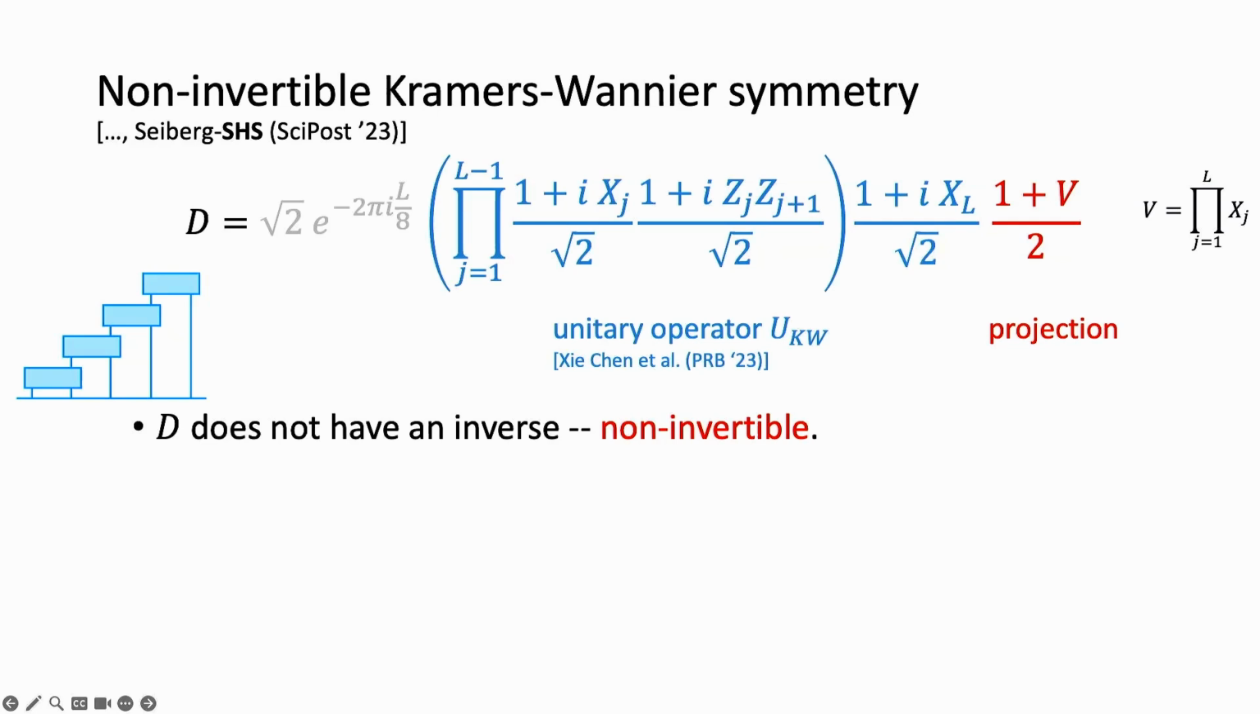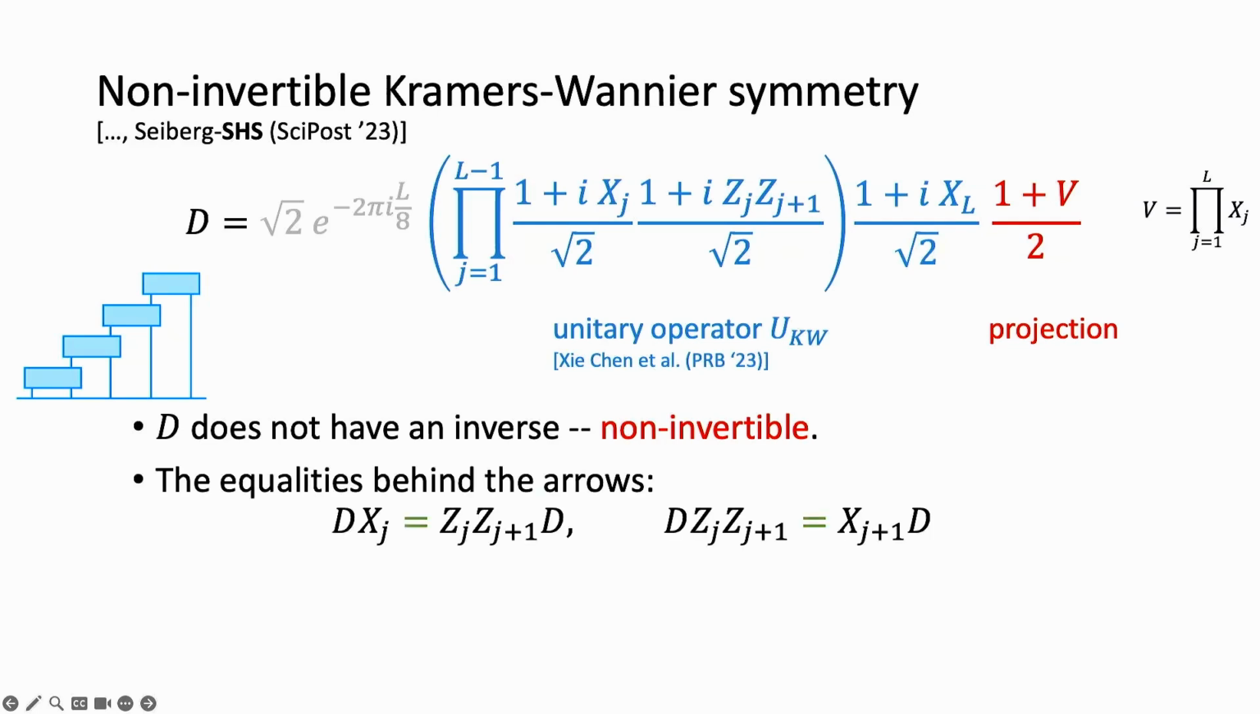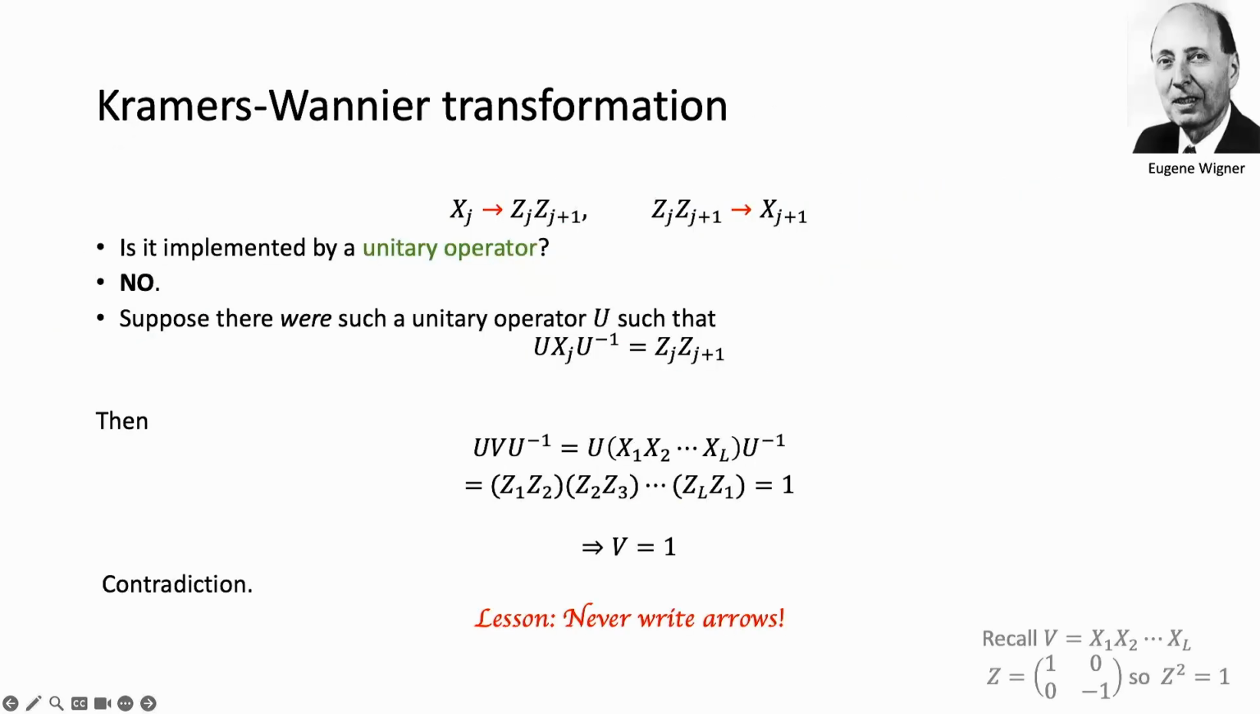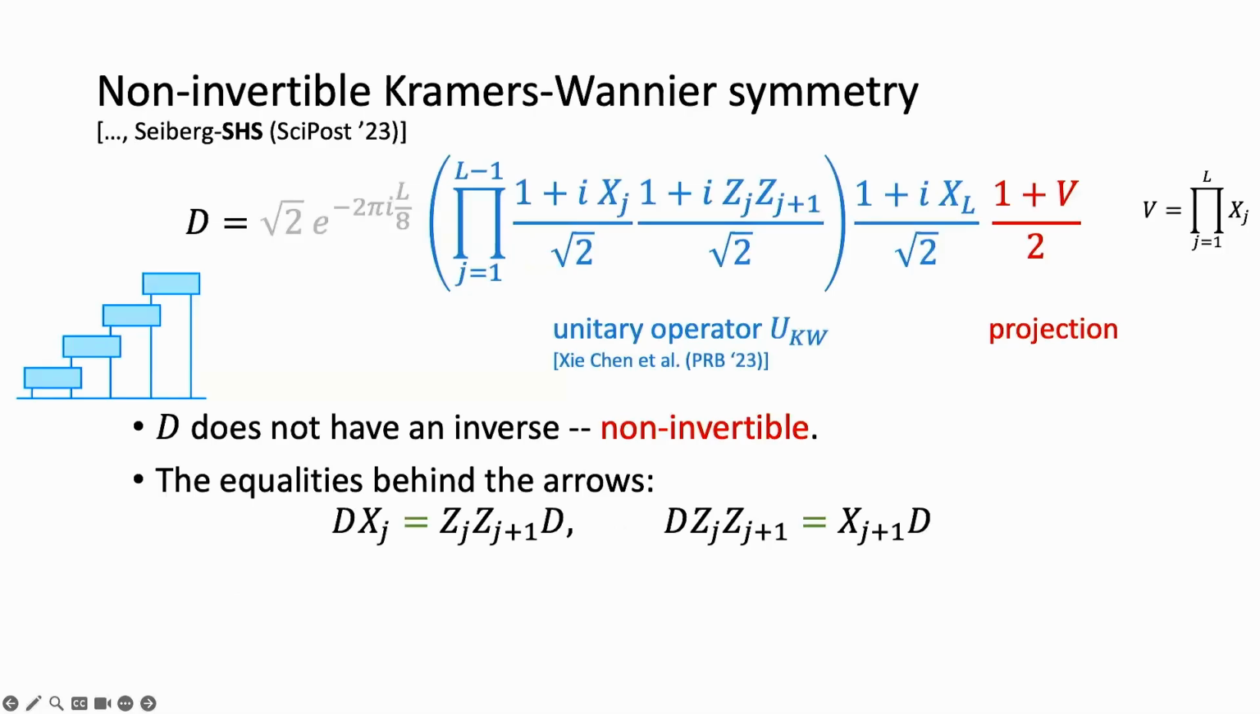Nonetheless, I claim this operator does the job. It implements the Kramers-Wannier transformation in the following sense. When you multiply D with X_j, it equals Z_j Z_{j+1} times D. This equation looks awfully similar to the one we encountered two slides ago. However, here I moved the operator from the right-hand side to the left by taking the inverse. The only difference here is that I didn't dare to move the D from the right to the left. In fact, I couldn't, because D has a kernel, and it's a matrix that doesn't have an inverse. And that's how we evaded the contradiction we encountered in the previous slide.